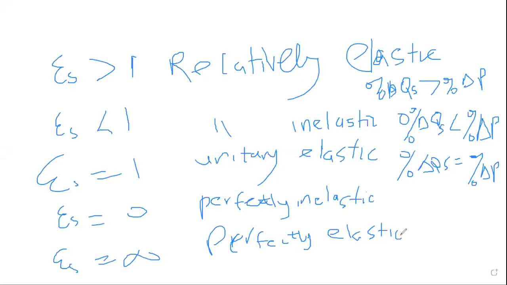Right? Now in this case, when it is perfectly inelastic, the supply curve is vertical. So no amount of change in price will change the quantity. And if it is infinity, the supply curve is horizontal. Right? Okay. So that's how you interpret the own price elasticity of supply. Right?